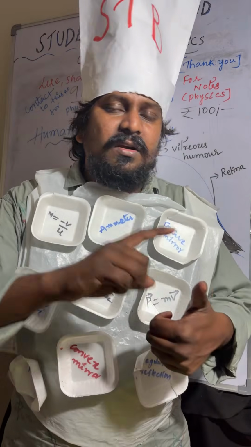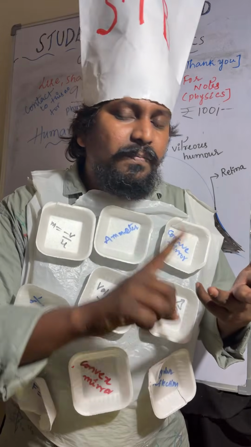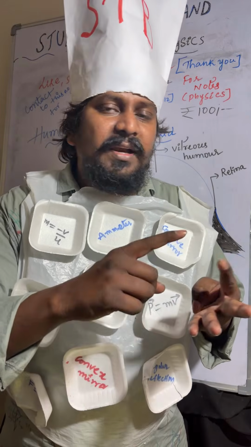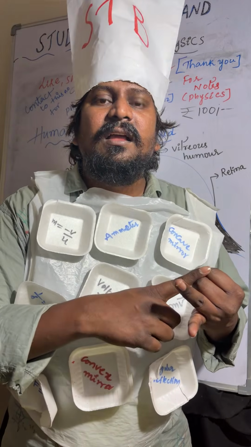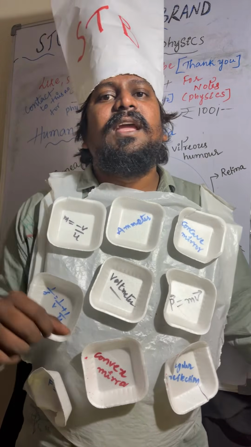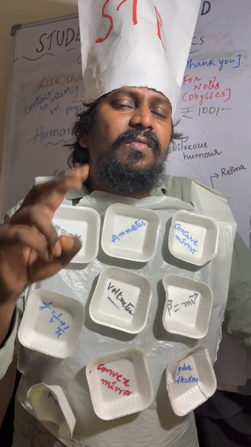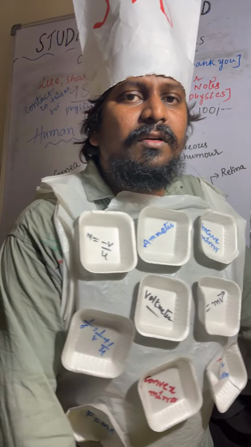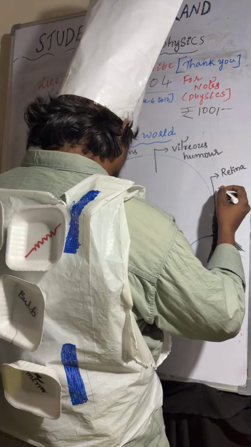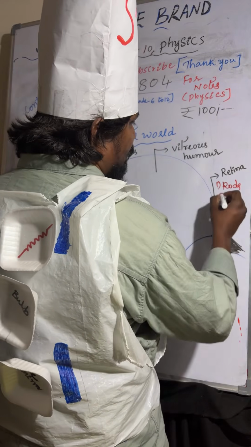So what are those? Cornea, aqueous humor, iris, pupil, ciliary muscles, eye lens, vitreous humor, retina, blind spot, optic nerve. Here one more thing. At the retina, there are two types of light sensitive cells. Those are called rods and cones. One is rods, another one is cones.